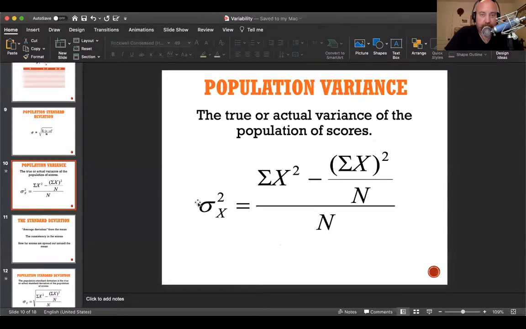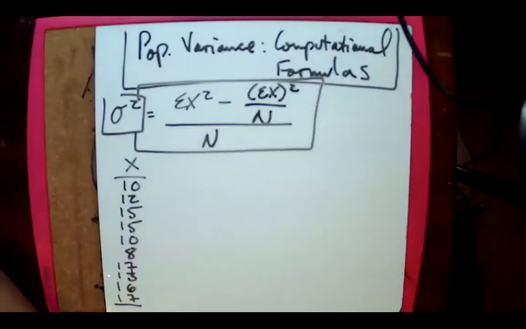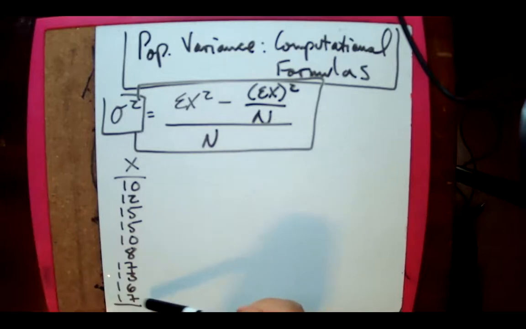Okay, so let me switch back to my whiteboard camera, and we will calculate these. There we go. So these are the same numbers I used for the previous example when we went over the definitional formulas. So let's see if we get the same thing. We should get the same numbers. Let's find out if we do.